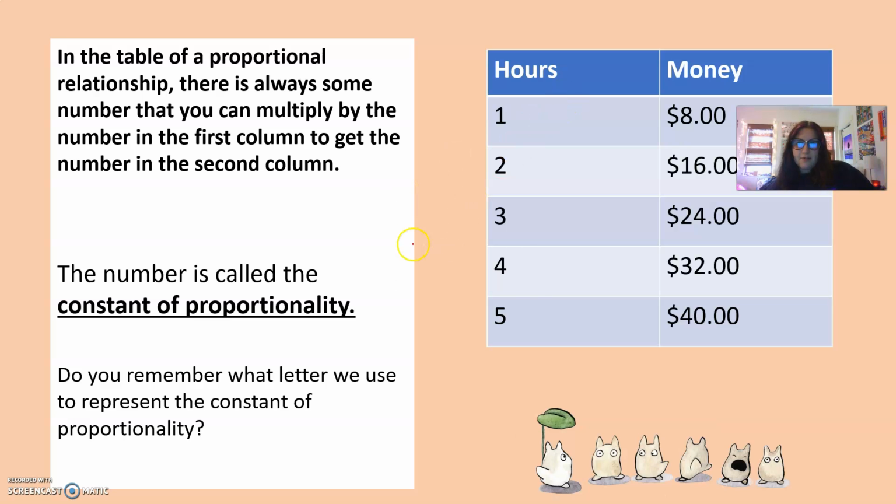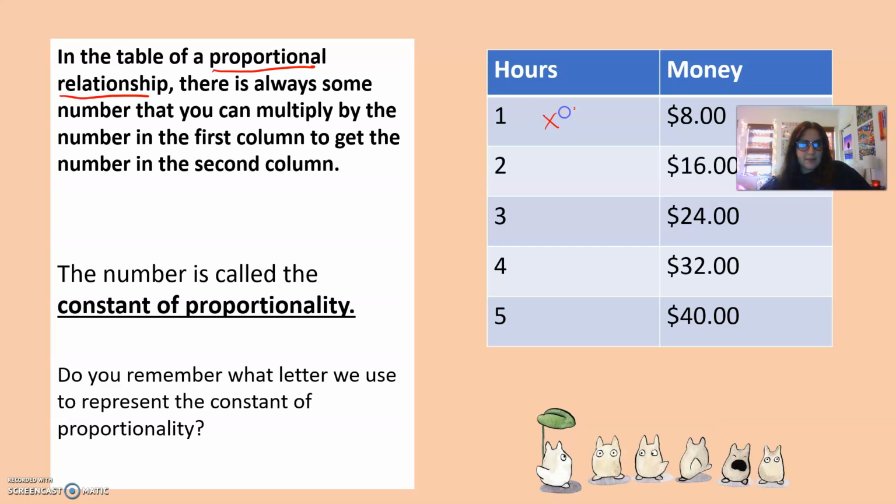So in the table of a proportional relationship, so that's one of our key words for today, proportional relationship, there is always some number that you can multiply by the number in the first column. So my first column is hours, to get the number in the second column. My second column is money. So what was my number that I can multiply? The number I found in the previous slide was 8. So if I multiply the number of hours times 8, I will get how much money I'll make.